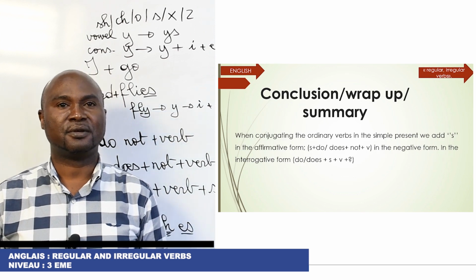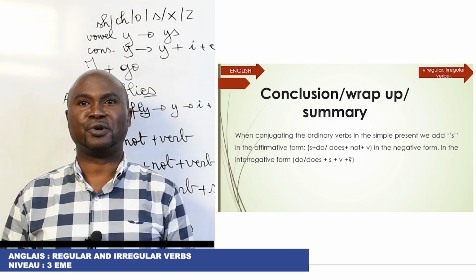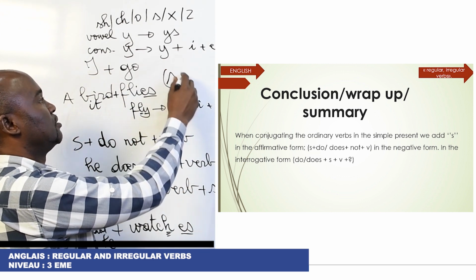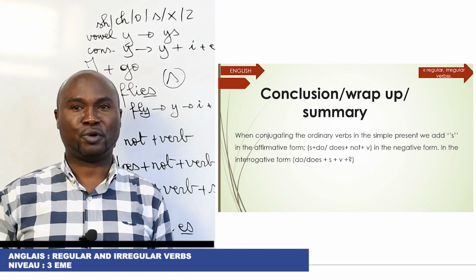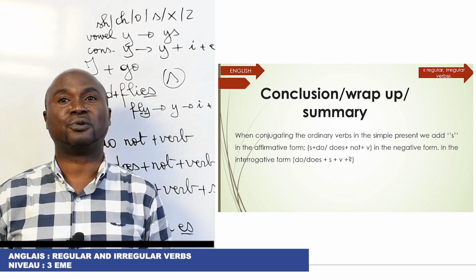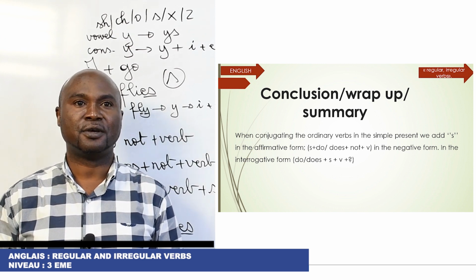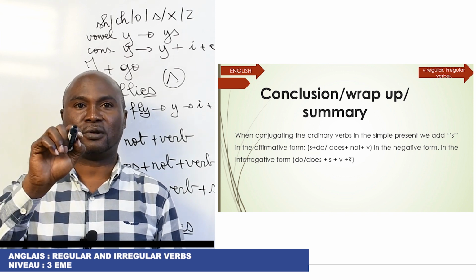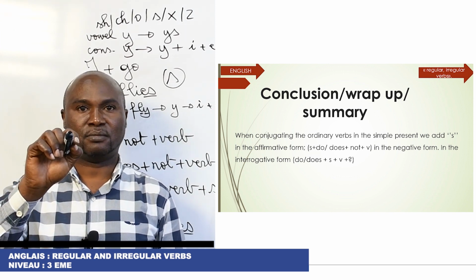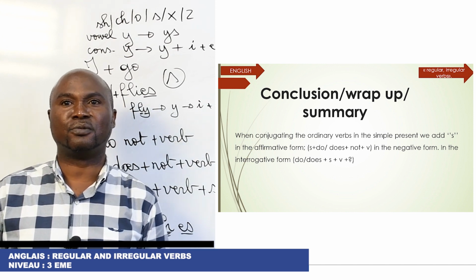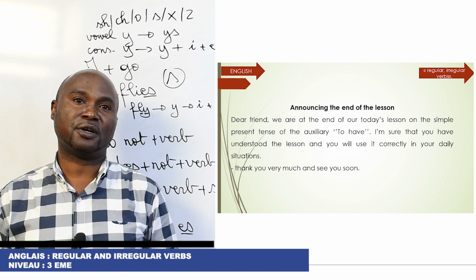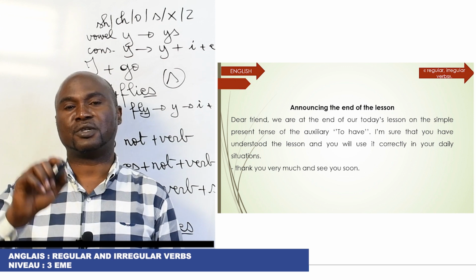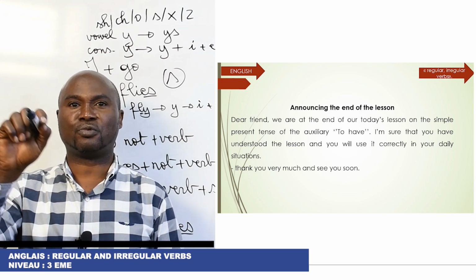When we conjugate the ordinary verb in the simple present, we add an S at the third person singular: he, she, and it. In the negative form, we have subject plus auxiliary do or does plus not plus the verb. In the interrogative form, we invert the auxiliary do or does with the subject, plus the verb, and then we put a question mark at the end.